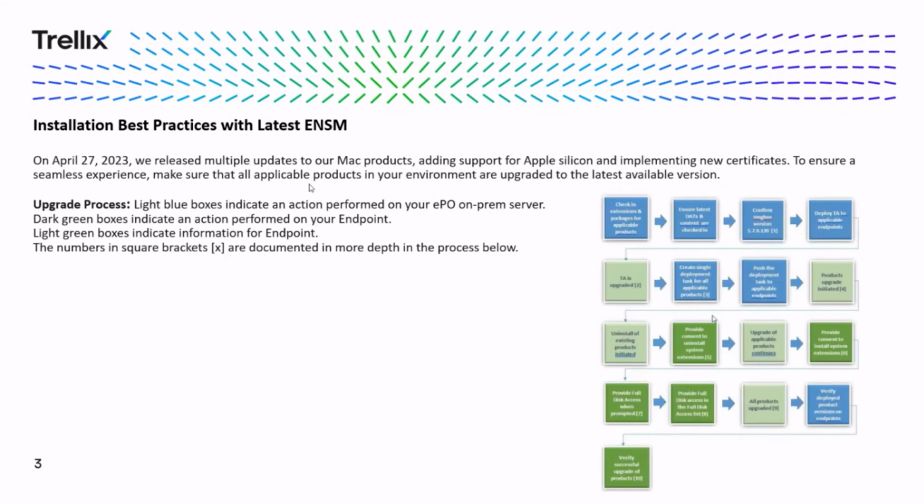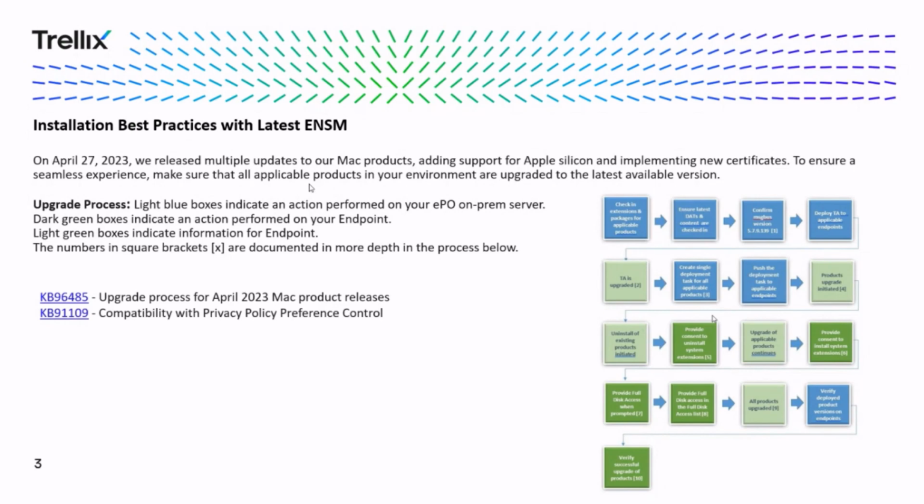In a scenario where you are planning to upgrade just ENSM, which is on the latest Trellix certificate, while you have certain other products which are on the McAfee certificates, it will lead to some compatibility issues. Hence, these two KBs, KB96485 and KB91109, will come in handy for you.